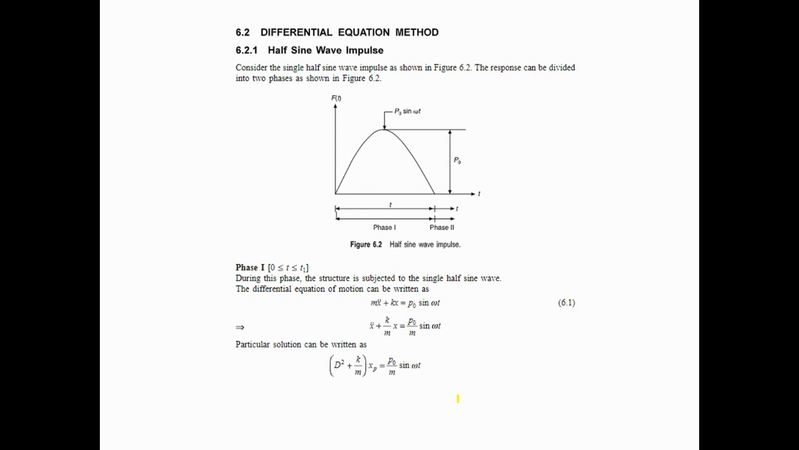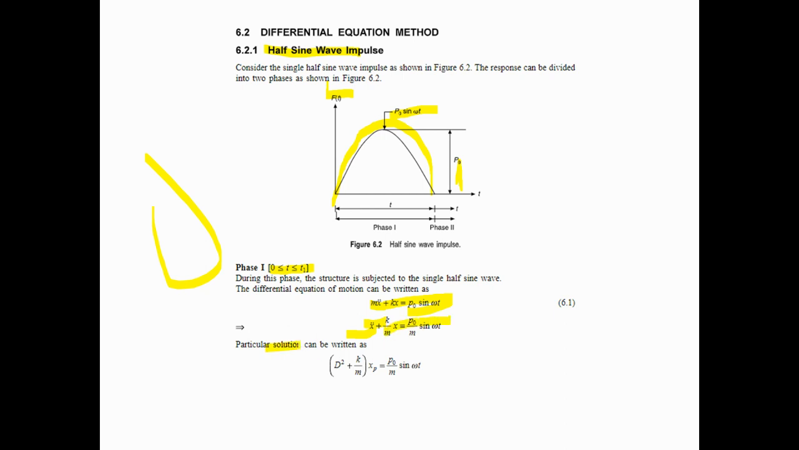In the differential integration method, we first of all consider the sine wave impulse. When we observe a sine curve of this shape, where F naught is the force, that is called P sine theta. The condition is 0 is less than or equal to t, t less than or equal to t1, which is the phase duration. Mass into acceleration plus k into displacement equals P sine theta. That implies x double dot is equal to k by m into x plus P sine theta.